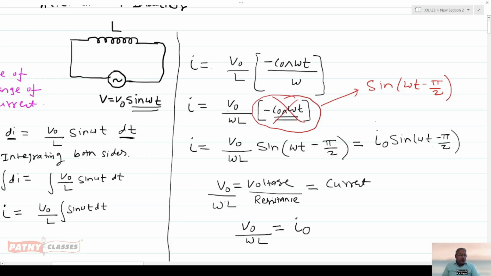One more thing, I said omega L equals resistance, but it is not called resistance because it is an inductor. The technical name given to this is inductive reactance. And V naught upon omega L gives the maximum value of current, which I have denoted by I naught. Therefore finally we got the expression for current: I equals I naught sine omega t minus pi by 2.